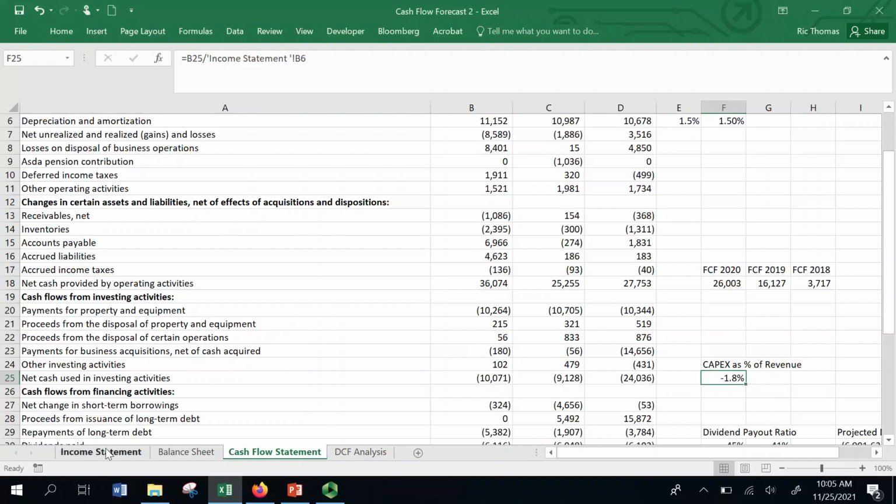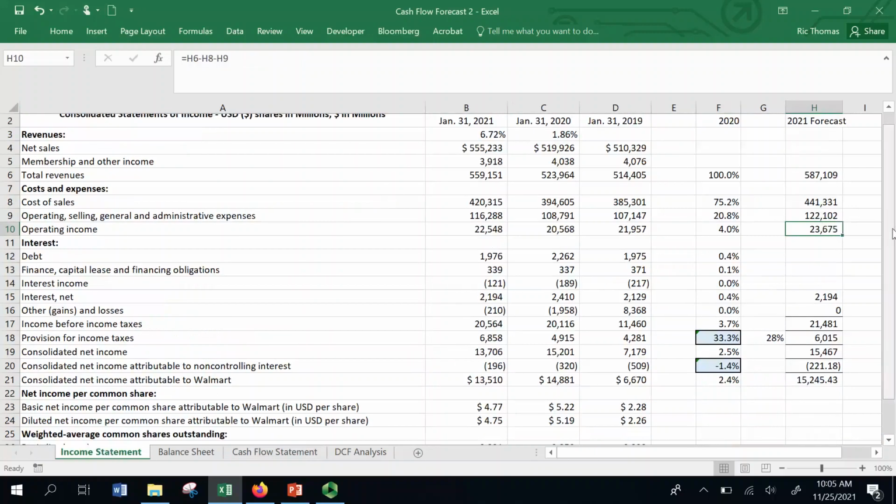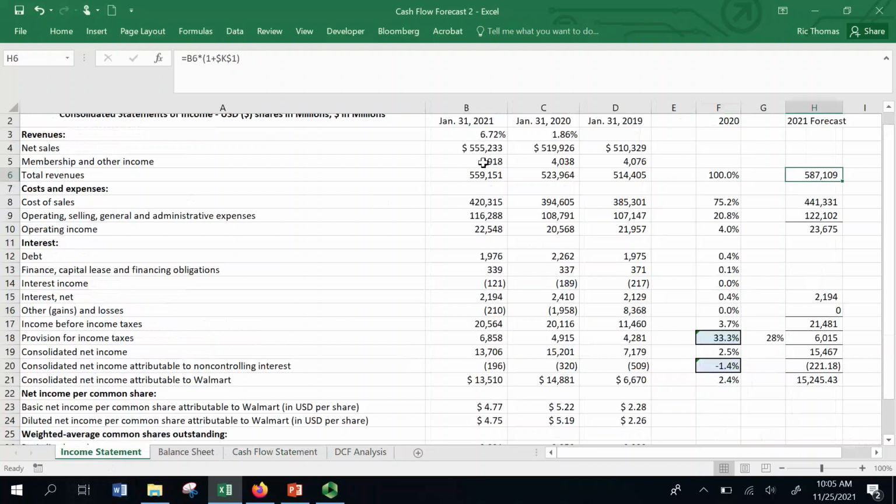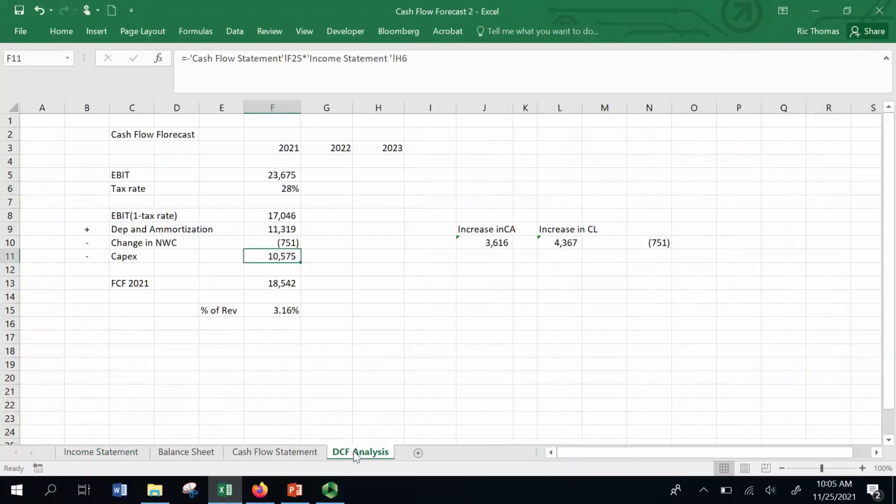And I think I did income statement H6, right? And so that was this number. Let's just go back over here. Yeah, so it's that 1.8%, which is relative to B6. So it's B25 divided by income statement B6. B6 is, again, last year's revenue. So it's the ratio to last year's revenue, just like everything else.